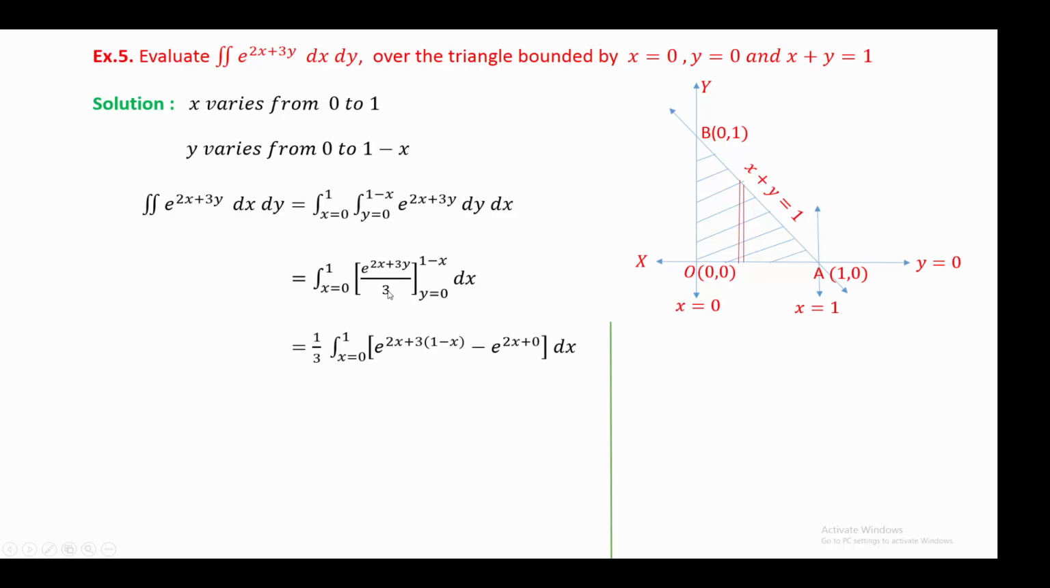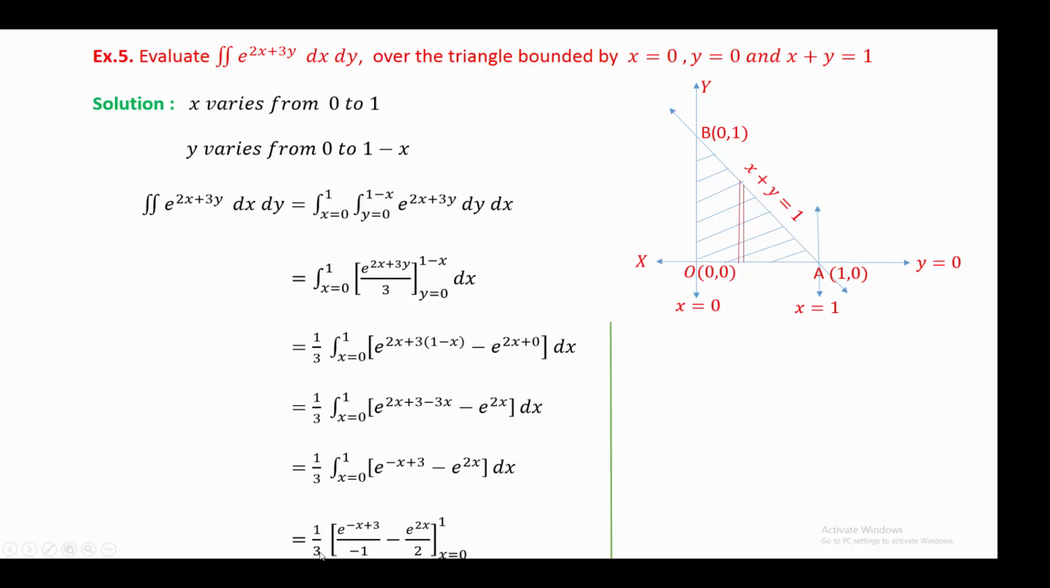So equal to, first write down this constant out of the integration, 1 by 3, integration x varies from 0 to 1. Now e raised to 2x plus 3 into the value of y, which is 1 minus x, so 3 into 1 minus x, minus of, put the value of y is 0, so e raised to 2x plus 0, dx, is equal to 1 by 3, integration limit 0 to 1. Now here open this bracket: e raised to 2x plus 3 minus 3x, minus of e raised to 2x, dx, is equal to 1 by 3, integration x varies from 0 to 1. E raised to 2x minus 3x is minus x plus 3: e raised to minus x plus 3, minus e raised to 2x, dx.